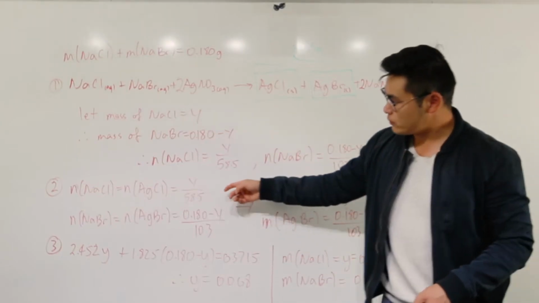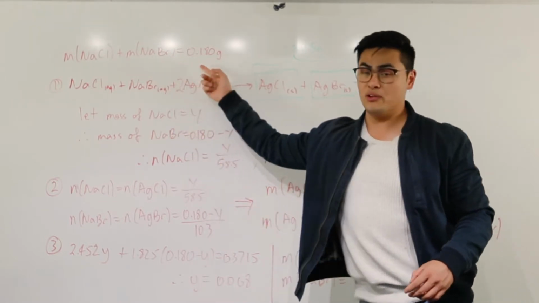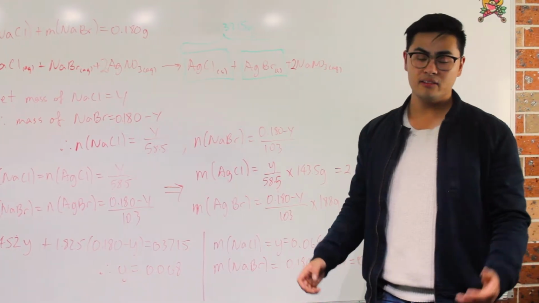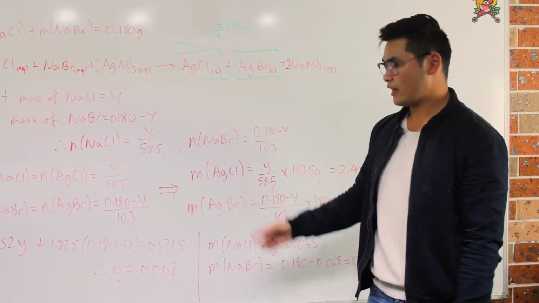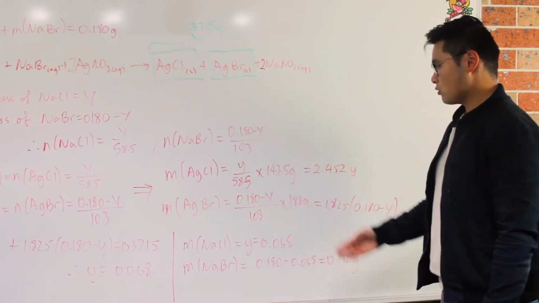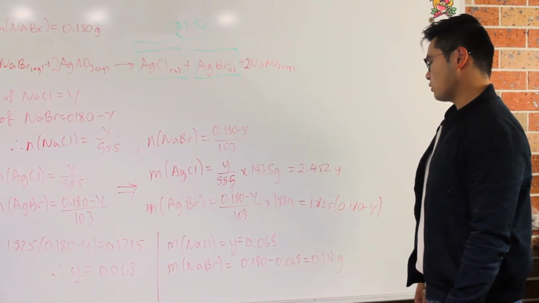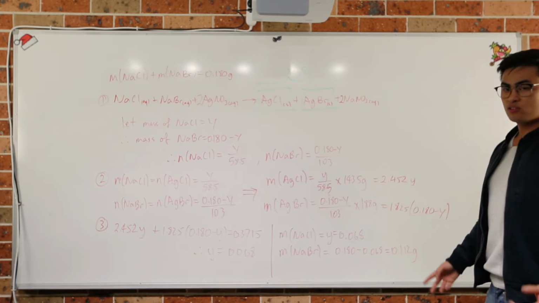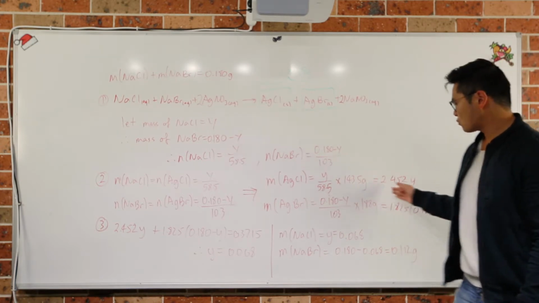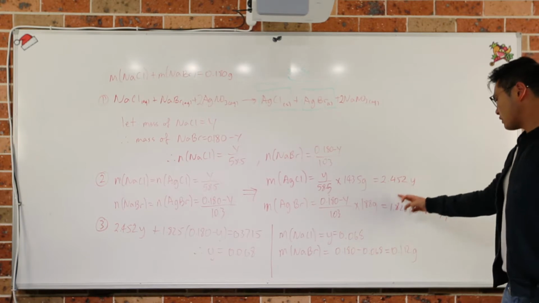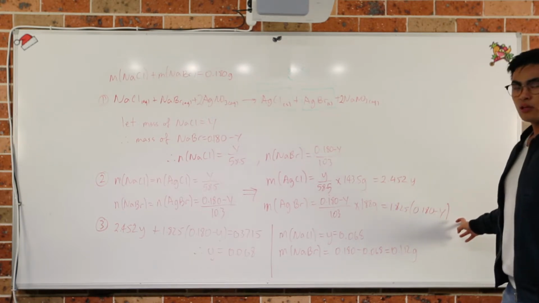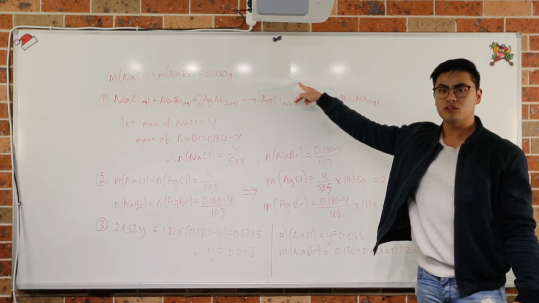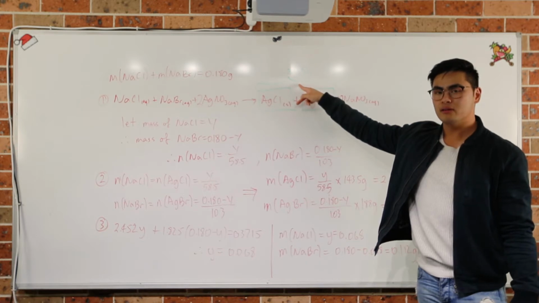And we can plug both these variables back into the original formula that we wrote, and then switch the variables just to find Y. The next step is finding the mass of AgCl and AgBr, which is written over here. The mass of AgCl will be equal to 24.52Y, and the mass of AgBr will be equal to 1.825 times (0.18 minus Y). Using these two variables, you realize that both these masses add up to this number over here, 0.3715 grams, right?